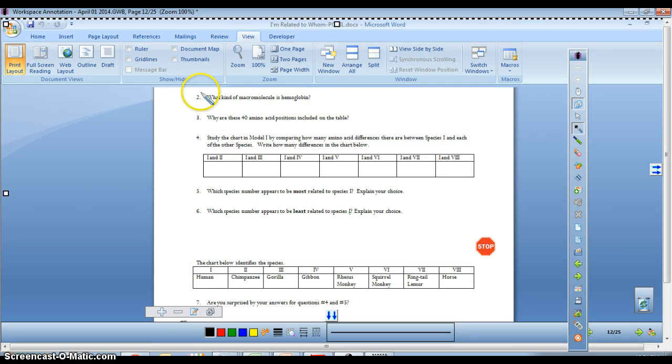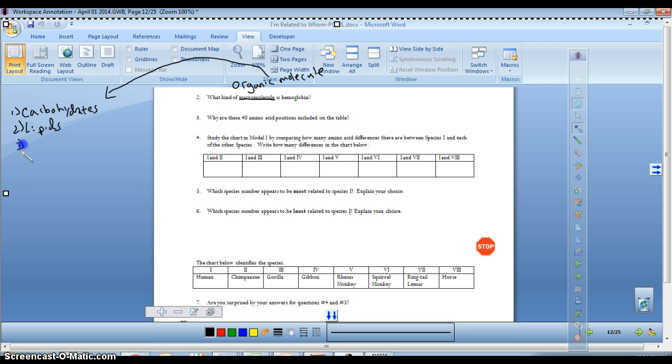Okay. Now these questions you're going to have to answer. What kind of macromolecule, in other words, what kind of organic molecule is hemoglobin? Remember, the organic molecules are carbohydrates, lipids, proteins, and nucleic acids. Okay, this should be easy. You should be able to do that.